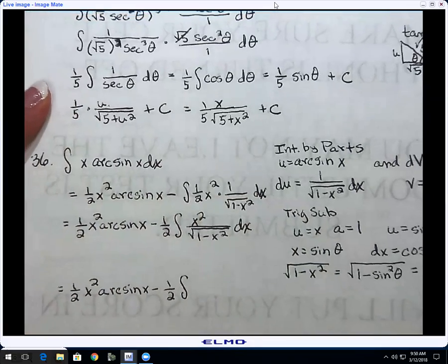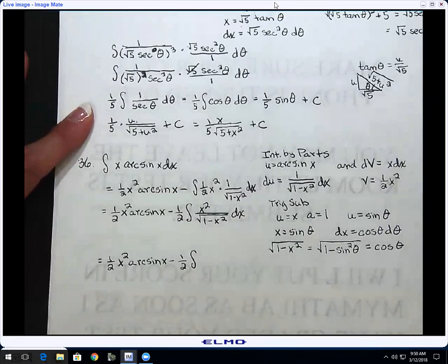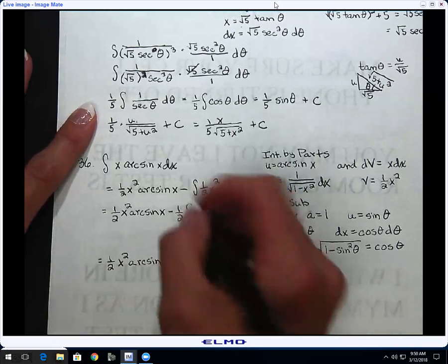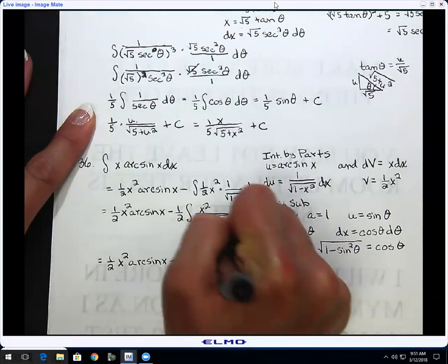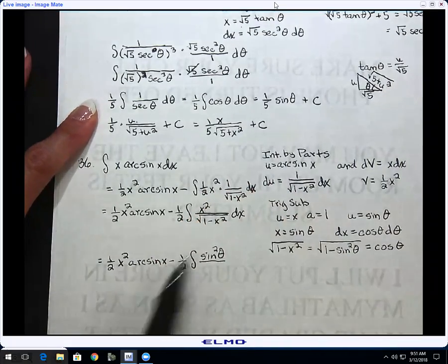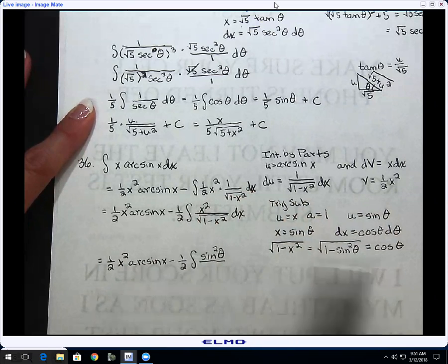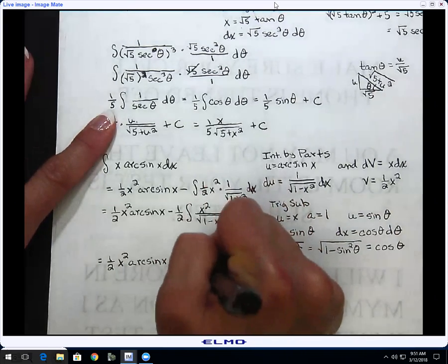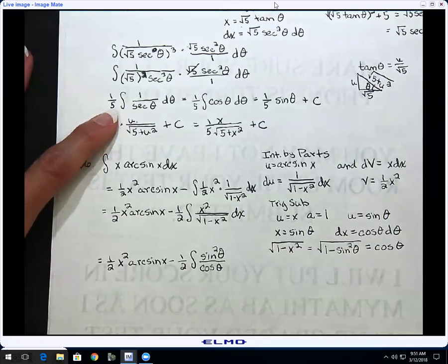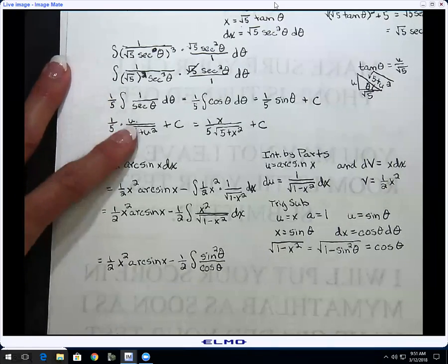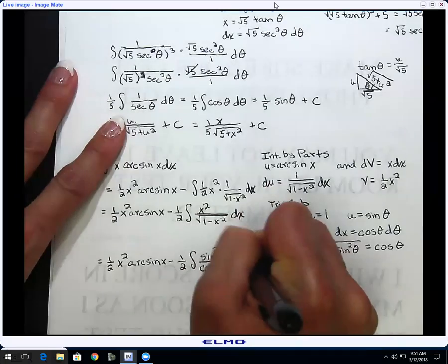And then what can I put in place of x squared? Sine squared. Yep, if x equals sine theta, then x squared is sine squared theta. And what can I put in place of square root of 1 minus x squared? Over here, that's just cosine theta. And don't forget you have to make a substitution for dx as well. What's dx? Cosine theta d theta.